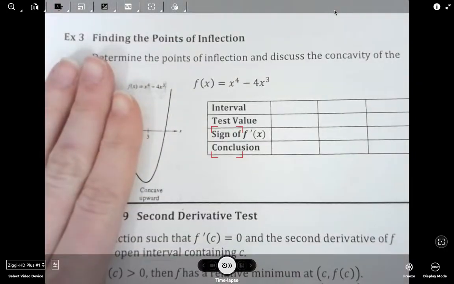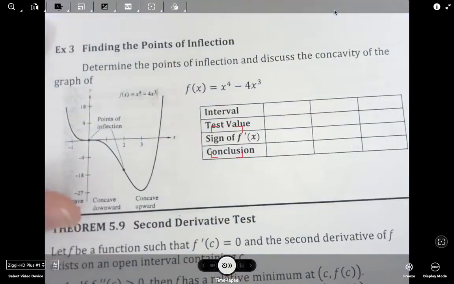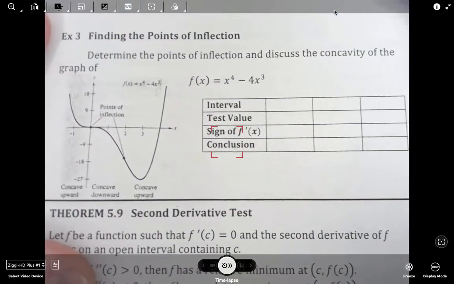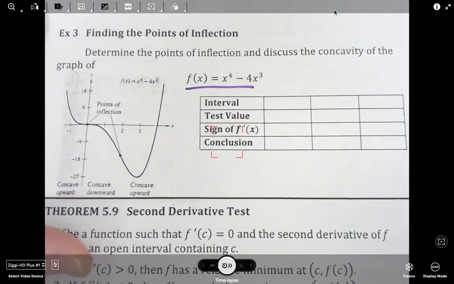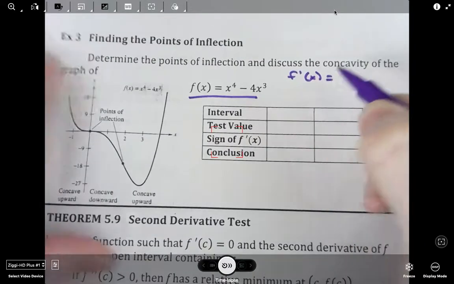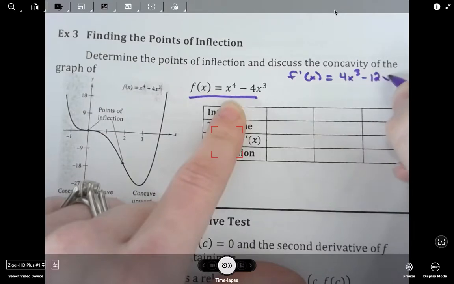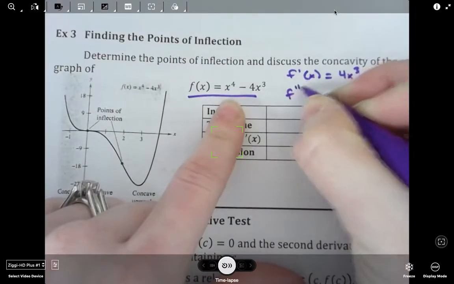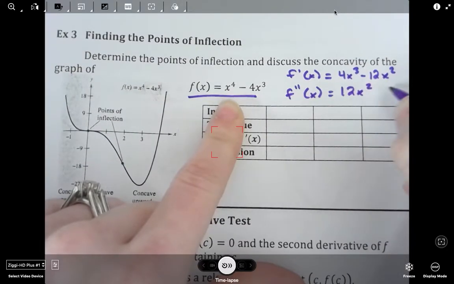All right. This next example, I gave you the graph. You won't be given the graph on the homework, but just so you can relate it back, you can see. Determine the points of inflection and discuss the concavity of the graph. All right, so I didn't go ahead and give you the second derivative, but it's easy to find. Let's do just f prime. Do f prime, it's 4x to the third power minus 12x squared. Okay, then f double prime is 12x squared minus 24x.